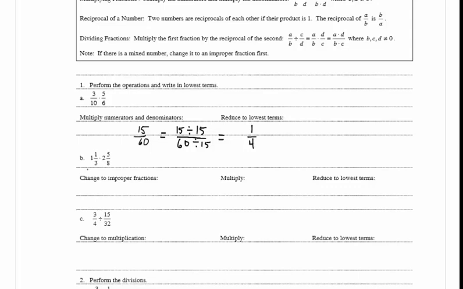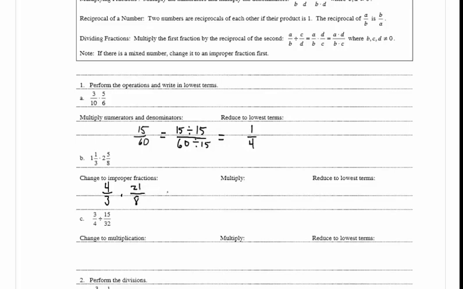In B, we have 1 1/3 times 2 5/8. And the first thing that we're going to want to do is change our mixed fractions to improper fractions. So 1 1/3 can be written as 3 times 1 is 3, plus 1 is 4, divided by 3, times 2 5/8 can be written as 8 times 2 is 16, plus 5 is 21, so 21 in the numerator, and 8 in the denominator.